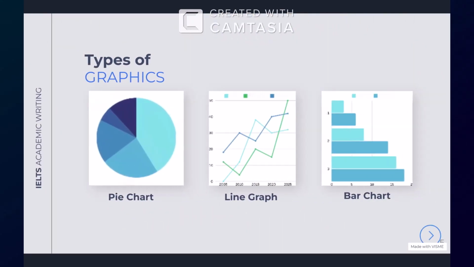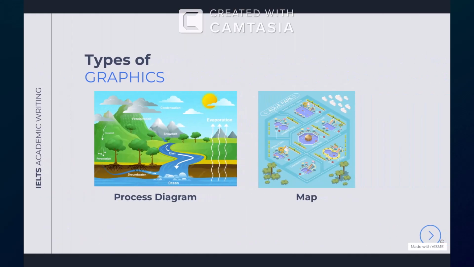There are a variety of graphics you may see, and it helps to know the names ahead of time. You may see a pie chart, a line graph, or a bar chart. You may also see a process diagram, a flow chart, or a map. Sometimes you'll be asked to compare 2 different graphics.